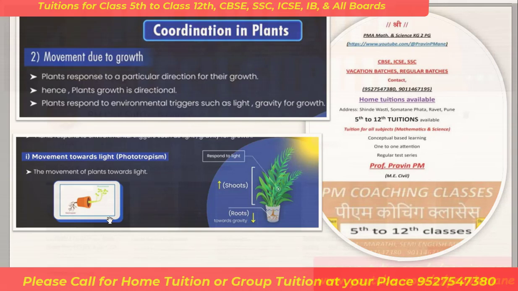Now, movement due to growth. There are four types of growth in plants, and plant growths are directional. Sometimes plants grow towards the direction of light. Sometimes they grow towards the direction of water or moisture. Sometimes they grow towards the land. Now first, movement towards light. If plants have movement towards light, then these plants are called phototropic plants, and the movement is called phototropism.